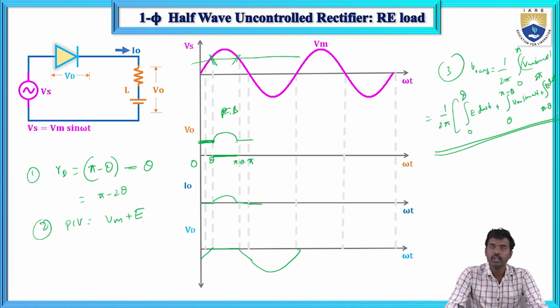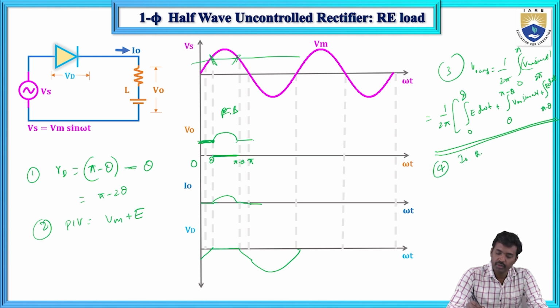And now what about the RMS value? The fourth one is I naught, equal to Vs minus V naught average minus E by R.